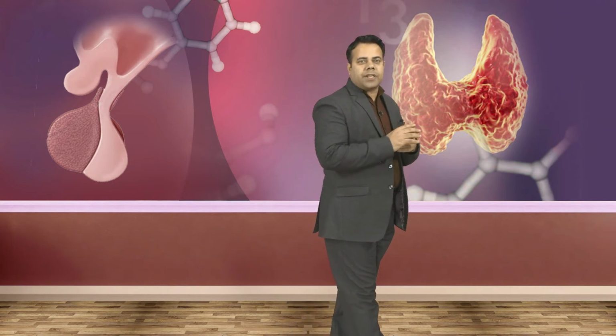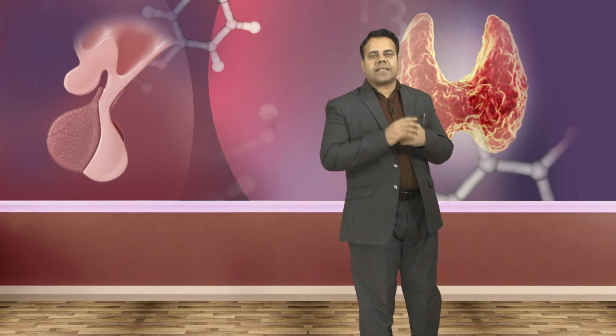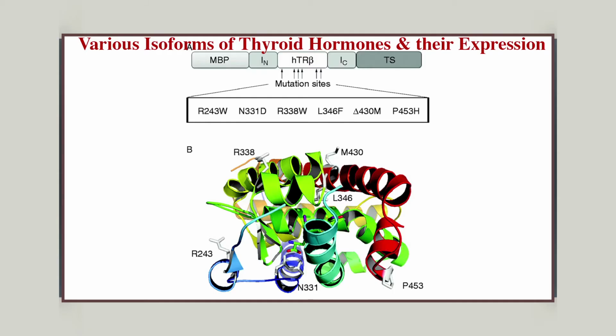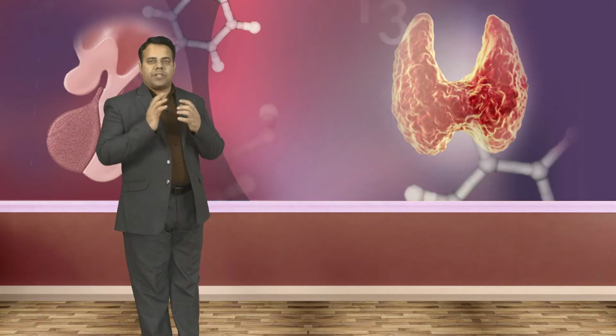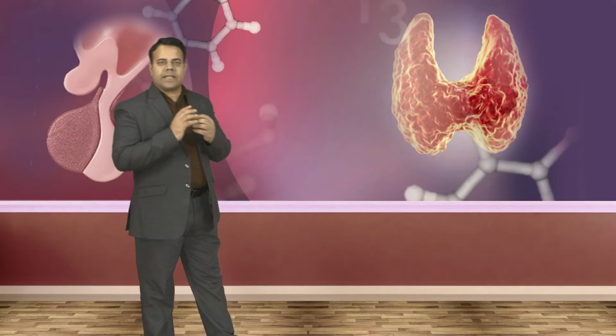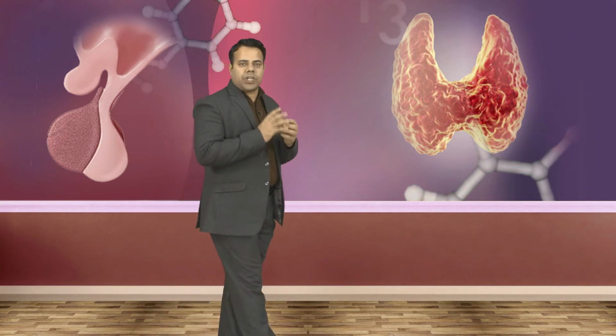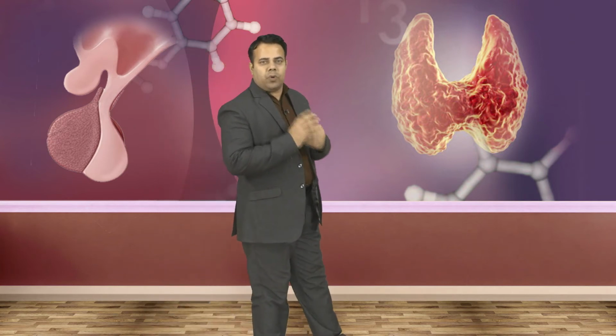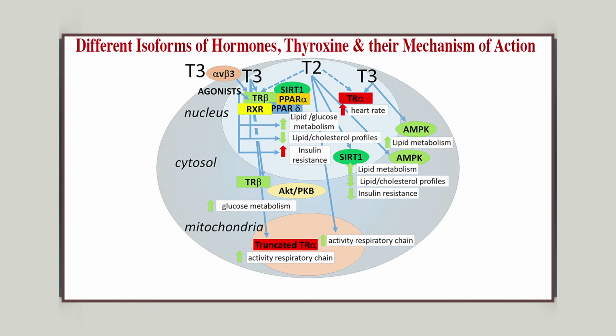The TR beta 2 isoform, which has a unique amino acid terminus, is selectively expressed in the hypothalamus and pituitary, where it plays a role in feedback control of the thyroid axis. The TR alpha 2 isoform contains a unique carboxy terminus that precludes thyroid hormone binding. It may function to block the action of other TR isoforms.